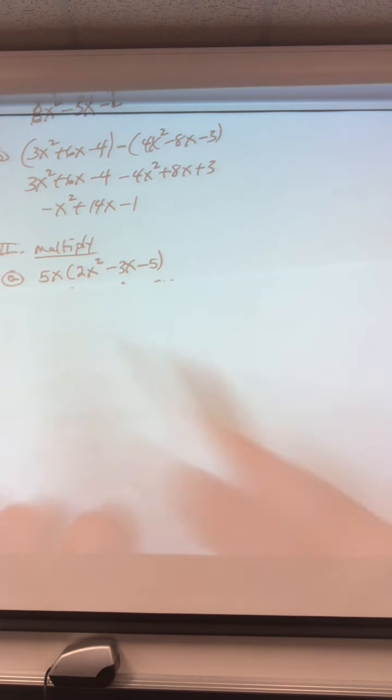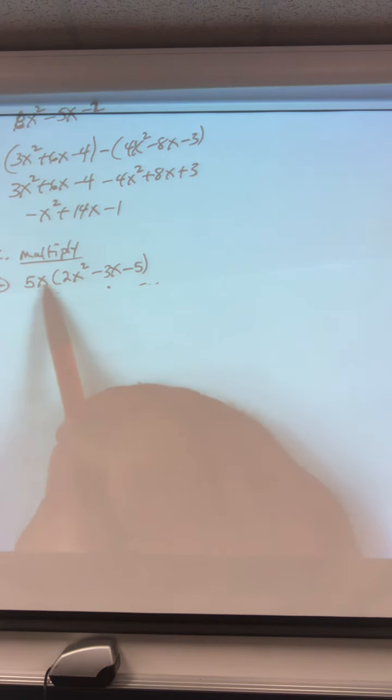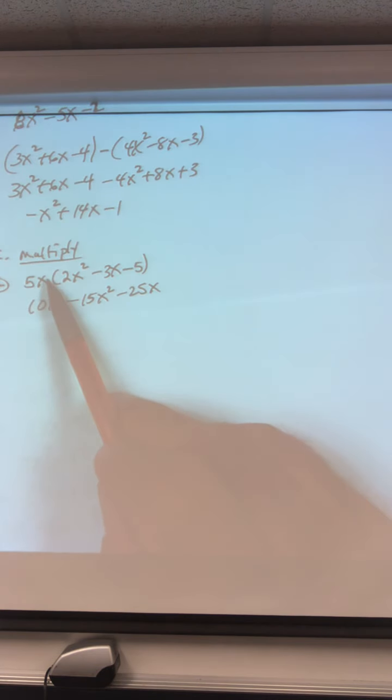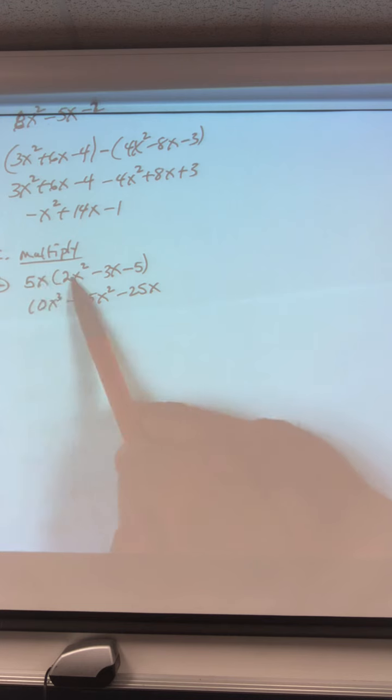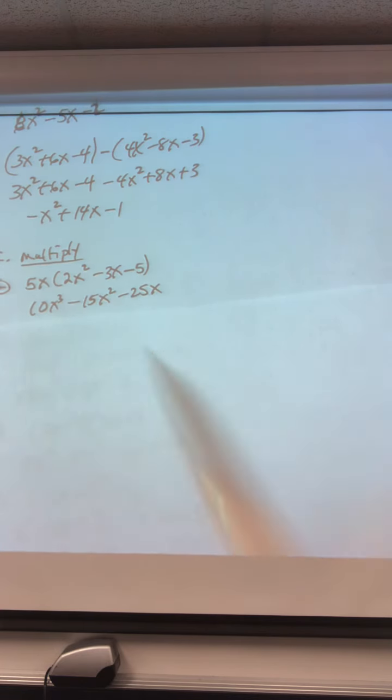I don't have to say multiply here. And the reason is this. Listen to it when I read it. 5x times. So you're multiplying this one term times all 3 of these. We call that distributive property. 5x times 2x squared is 10x cubed, adding exponents. Then 5x times negative 3x is negative 15x squared, adding exponents. And then 5x times negative 5 is negative 25x.